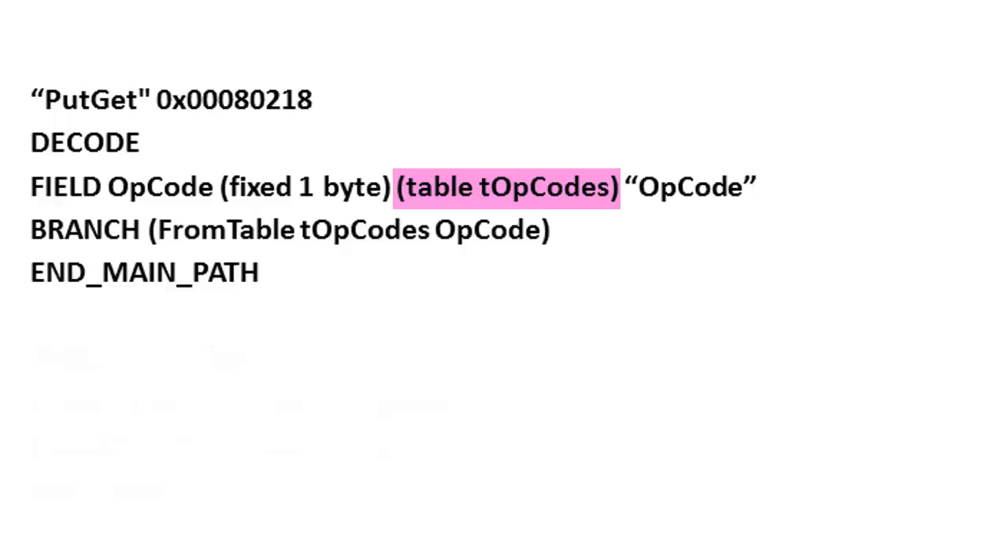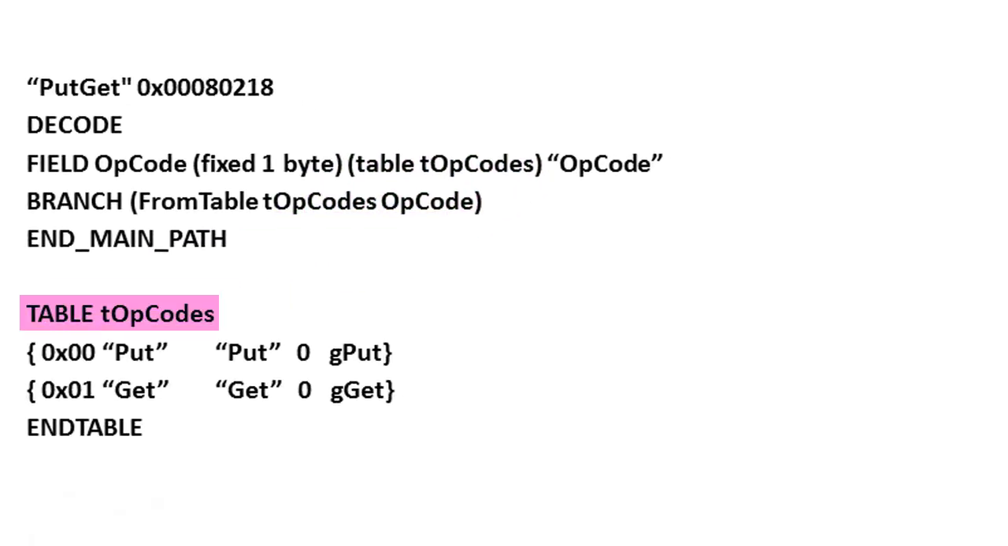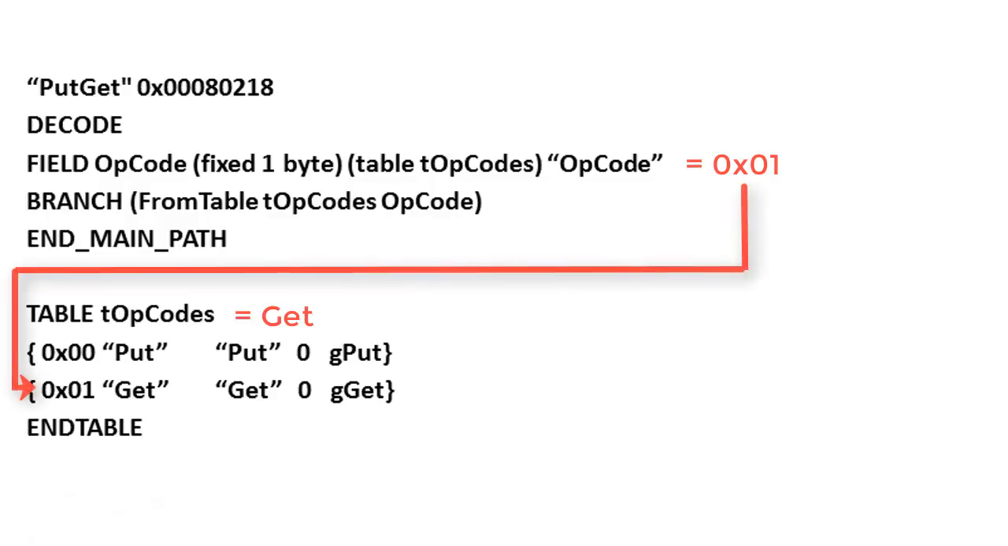Let's take a look at this table. The table method is very powerful. It says that we take the value of this field and look up that value in a table and display the string associated with that value. So, if the resulting value of the field statement is a 1, we display get. But there is more to the table.